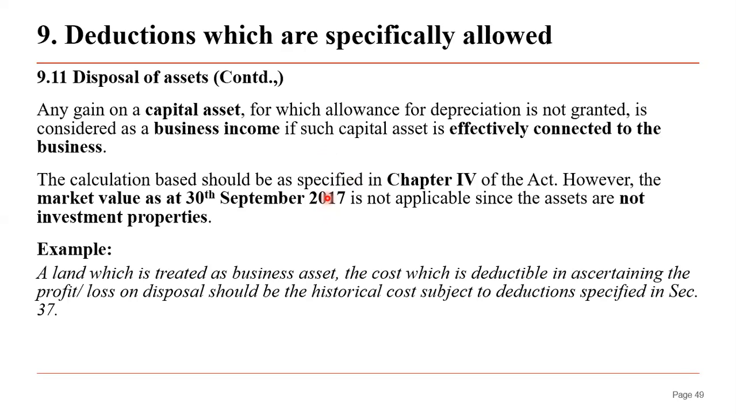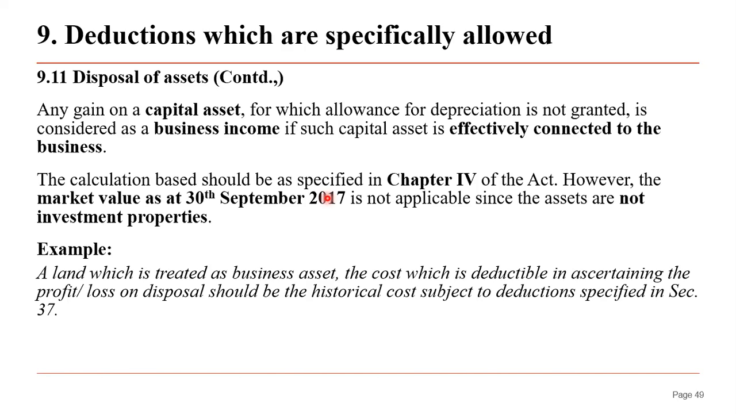Anyway, the concept here is, if it is a disposal of a capital asset, then we need to consider chapter 4 in order to determine the capital gain. This is not the normal provision of sale proceeds minus WDV, because it is not a depreciable asset. Therefore, we need to consider chapter 4. The basic concept is, if it is a capital asset which is not allowed for depreciation, then we need to go to the capital gain section, chapter 4, and calculate the profit or loss based on chapter 4.